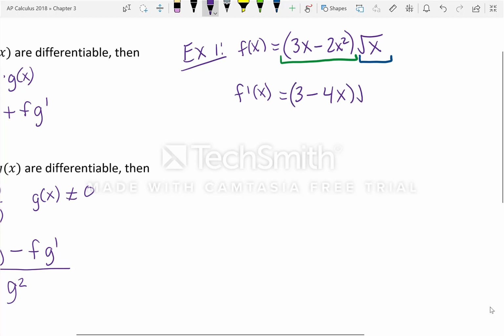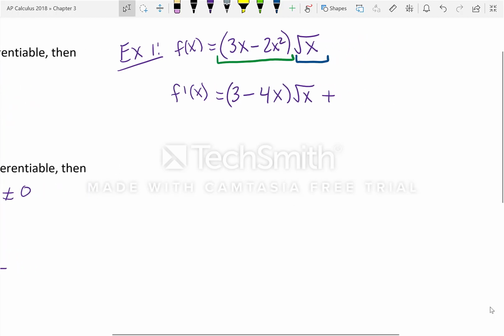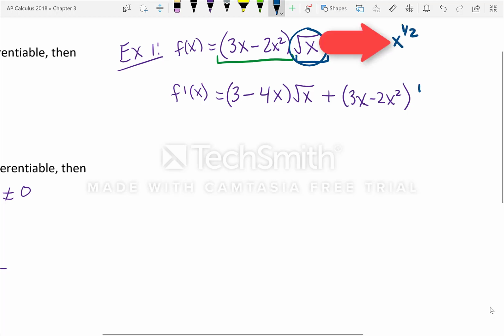Then we multiply by g. So that's my f prime g plus f, which you just copy down the function, and then g prime. So think about how you would take the derivative for this blue part right here. Well, first rewrite that as a power. This is x to the 1/2. So now using power rule, what's the derivative of that? You would get 1/2 x to the negative 1/2. And then we can simplify.